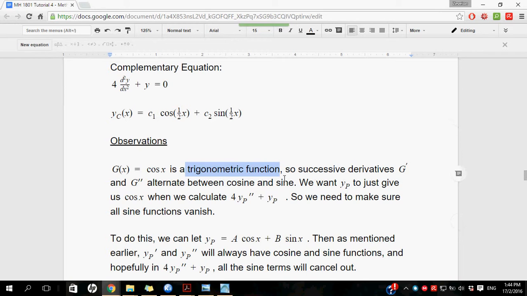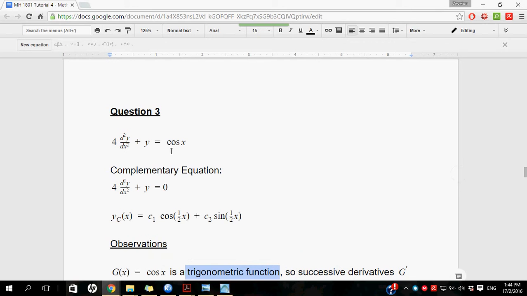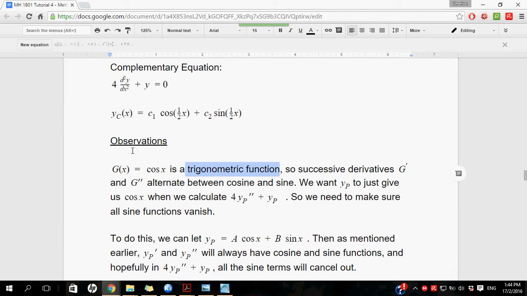Therefore, when we take successive derivatives, g prime and g double prime, these will alternate between cosine and sine. What we want is to produce cosine of x on the right hand side, and we would need to take the derivatives up to the second order. So to do this, we can try yp of this form: a times cosine x plus b times sine x.